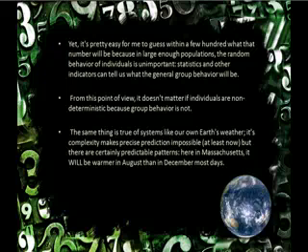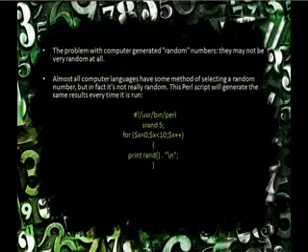The problem with computer generated random numbers is they may not be very random at all. Almost all computer languages have some method of selecting a random number, but in fact it's not really random. The following Perl script will generate the same results every time it is run.